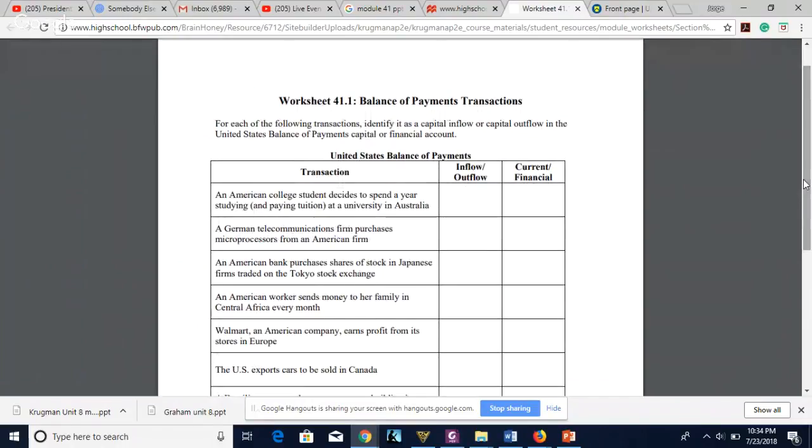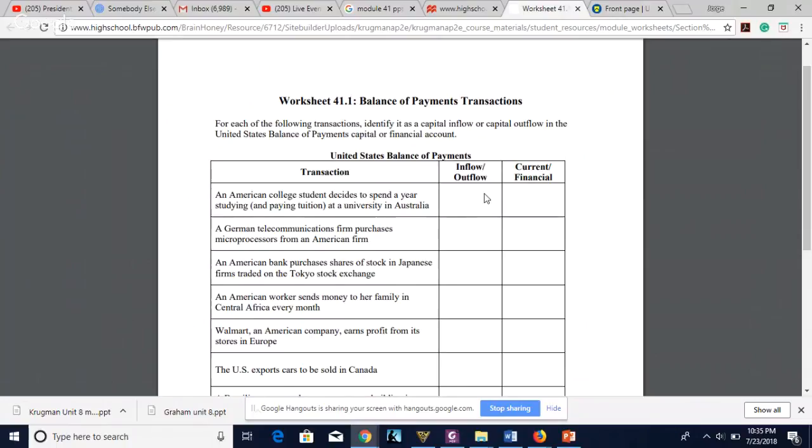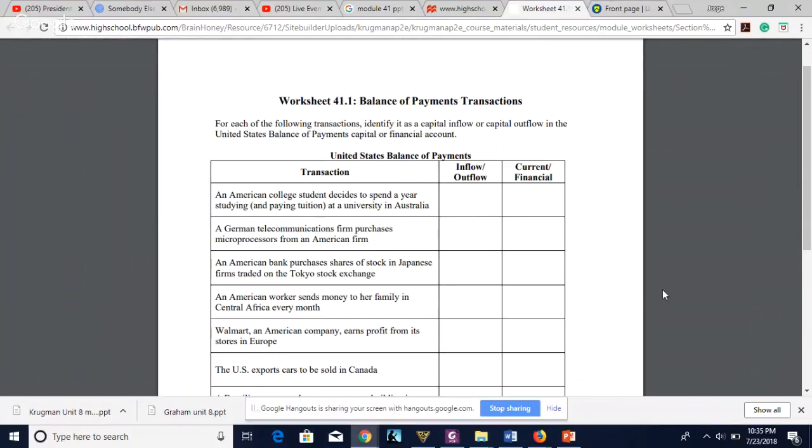For example, let's do once again. For this case, the students need to circle whether it's an inflow or an outflow, whether it's a current or financial account. Let's do one. An American college student decides to spend a year studying overseas. So this guy wants to go to Australia, right? He wants to spend money in Australia. He wants to take some classes in Australia, right?